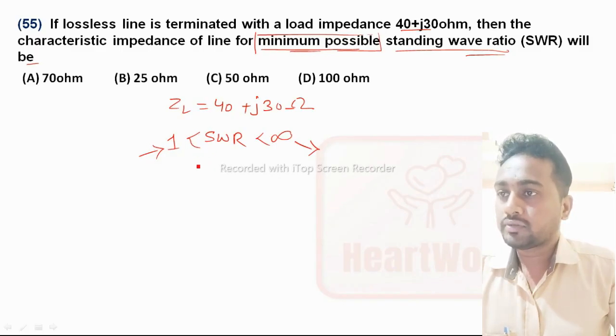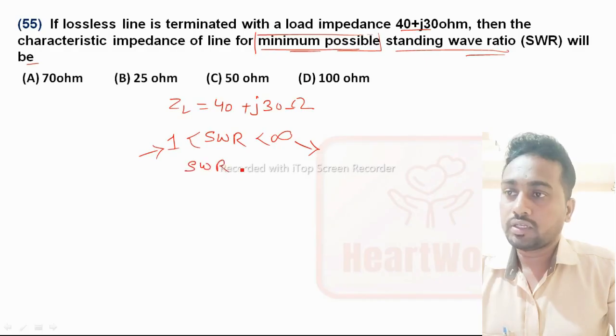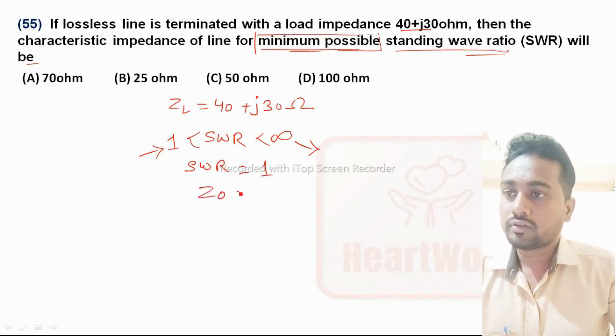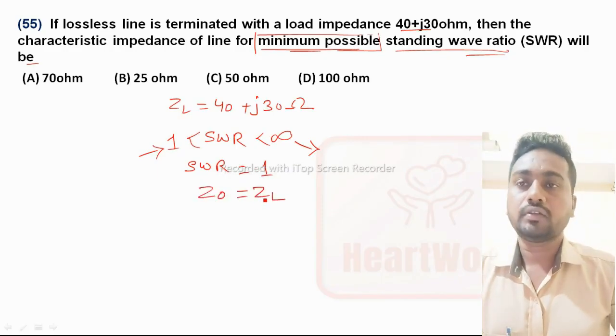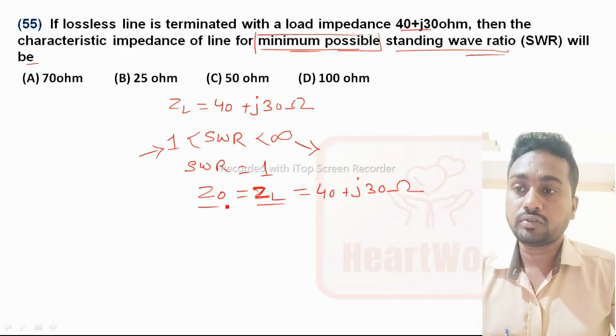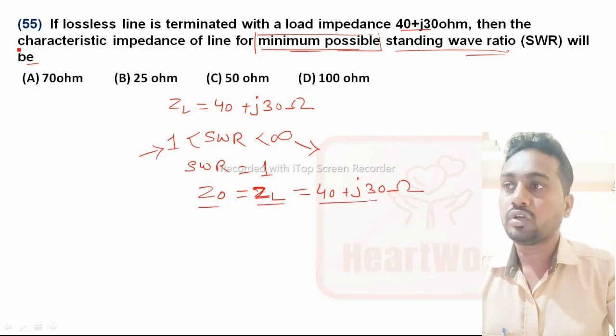Whenever SWR is 1, that is the minimum, then Z0 equals ZL, meaning the characteristic impedance is equal to the load impedance. Here the load impedance is already given as 40 plus j30 ohm, so the characteristic impedance value is 40 plus j30 ohm, which we need to calculate.